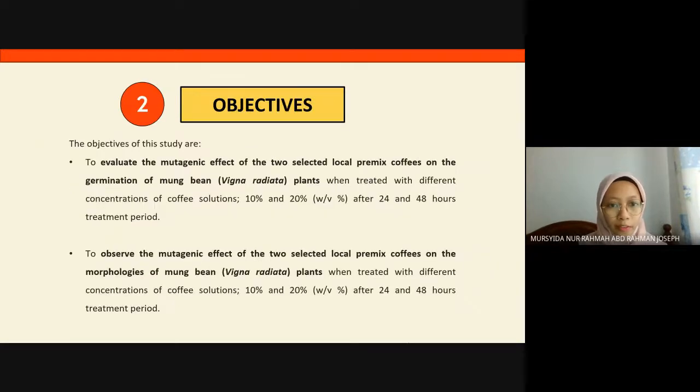So the objectives of this study are to evaluate and observe the mutagenic effect of the two selected local premix coffees on the germination and morphologies of mung bean plants when treated with different concentrations of coffee solution at 10% and 20% concentration after different treatment periods.